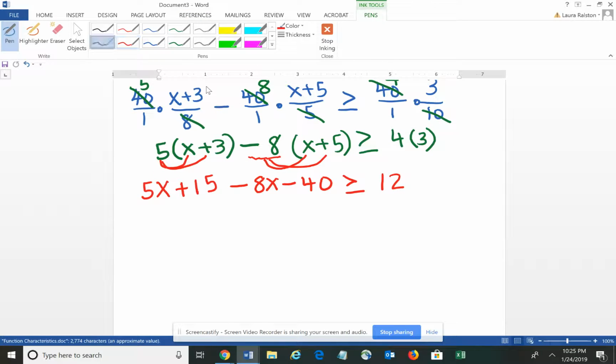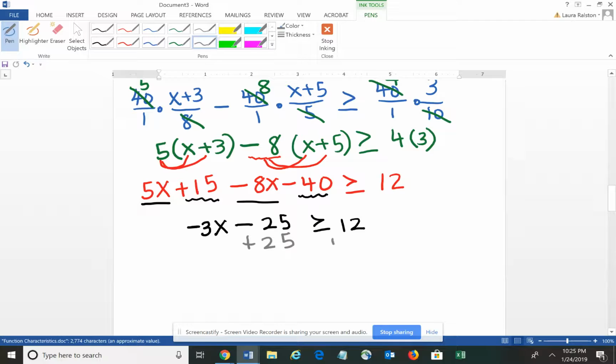Okay, then I need to combine like terms on the left side. So we have 5x minus 8x, which is negative 3x, plus 15 minus 40 is minus 25, is greater than or equal to 12. Again, we're trying to solve ultimately for x. Oops, my negative sign went away on the 3. Sorry. Okay. So then the next step I'm going to do is add 25 to either side to get the numbers all together on the right side. I have negative 3x greater than or equal to 37.